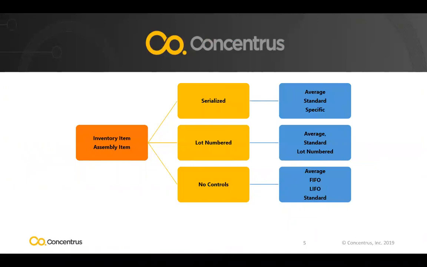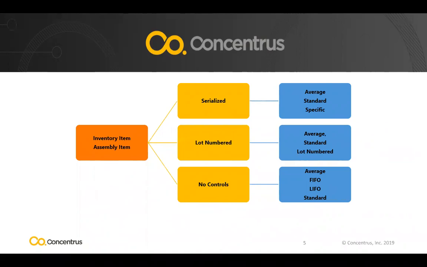First thing to know is not every costing method is available for every item type. Typically, costing methods are associated with an inventory item and or an assembly item, which is an item that is an assembly of other items. When you're creating an item in NetSuite, you typically get an option to select either inventory or assembly, and then within that selection, you get to choose between serialized, lot numbered, or neither one of those controls.